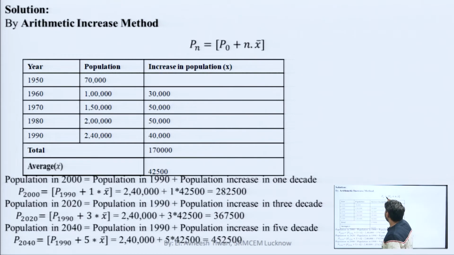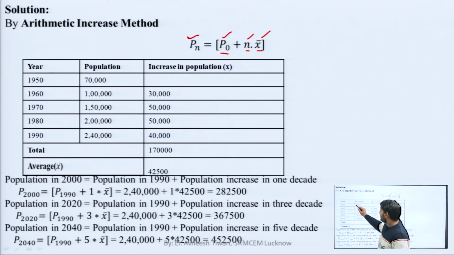we have an expression to calculate the values, that is what? Pn equals P naught plus n into x bar. What is n? N is the number of decades between the last known population and the time at which we have to estimate the population. P naught is the last known population, and x bar is what? The increase, and the increase is in the form of mean.